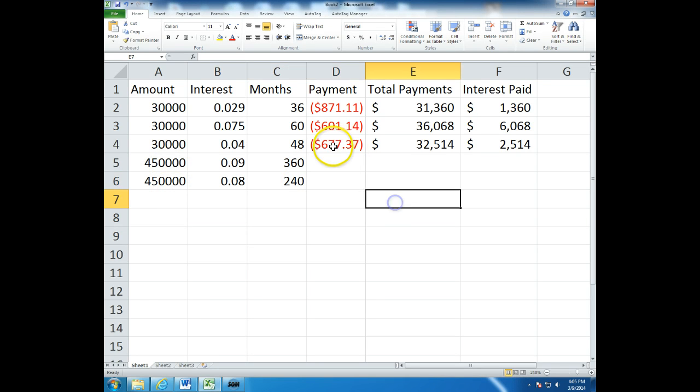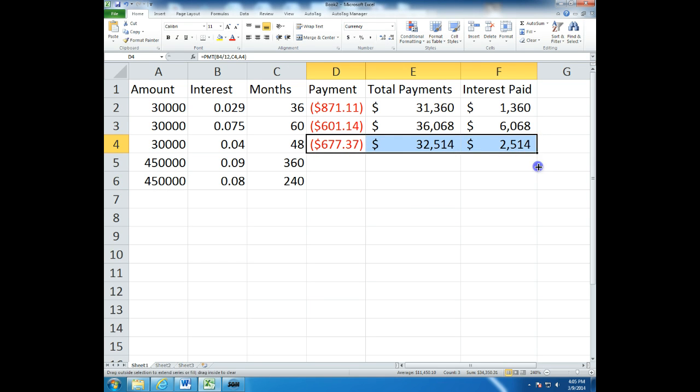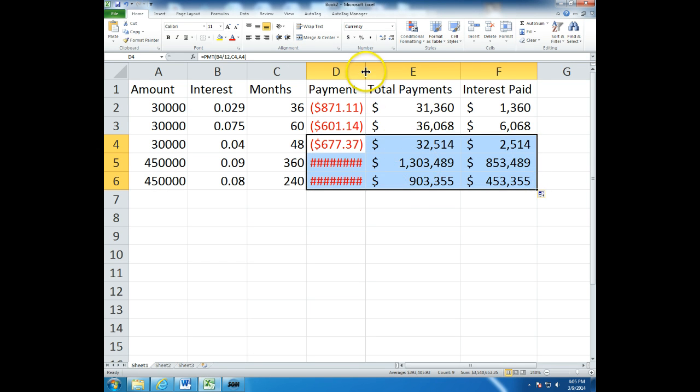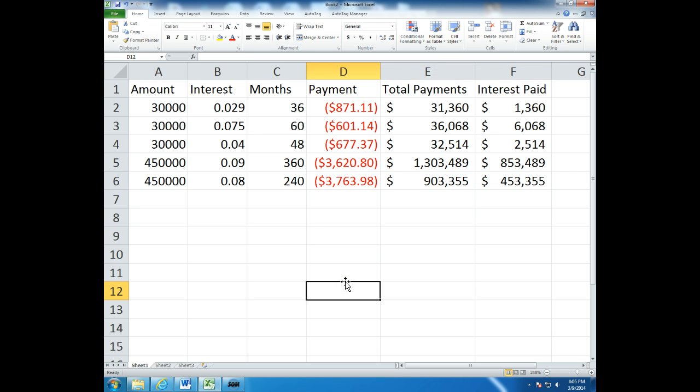And again, I should just be able to take these amounts and drag them down. I have to widen out the cell a little bit, but I can see that my monthly payment is less than $150 different. But look at the difference in the total payments. The interest paid is $800,000 versus $400,000. These are pretty terrible rates.